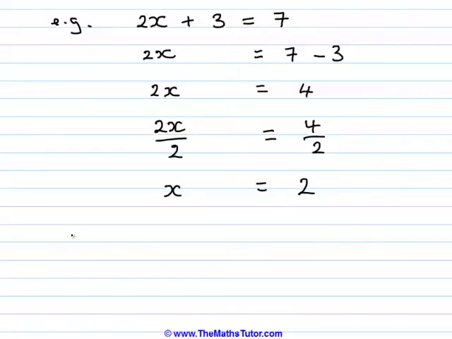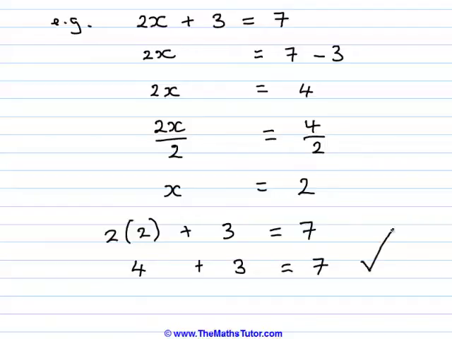We can check this by substituting 2 in place of x in the original equation. So 2 times 2 plus 3 equals 7. So 2 times 2 is 4, plus 3 equals 7. That's true. So we know that we've got the right solution for our equation.